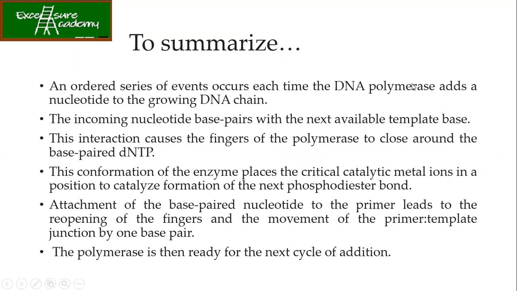So the incoming nucleotide base pairs with the next available template base, and the interaction causes the fingers of the polymerase to close around the base pair. This conformation of the enzyme places the critical catalytic metal ions in a position to catalyze the formation of the phosphodiester bond, and attachment of the base-paired nucleotide to the primer. It leads to the reopening of the fingers and the movement of the primer-template junction by one base pair. So every time this is being done, and the polymerase is then ready for the next cycle of addition.